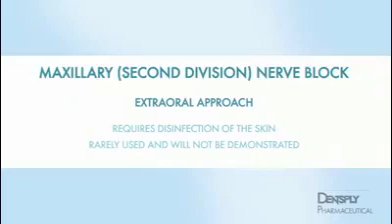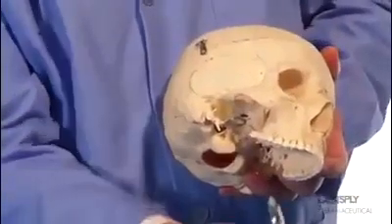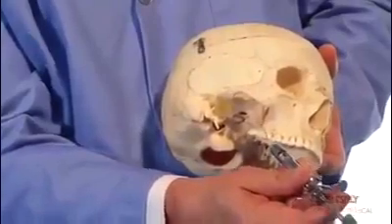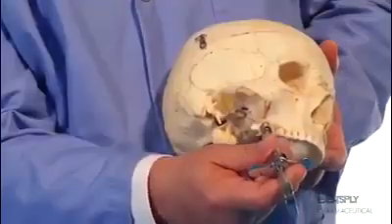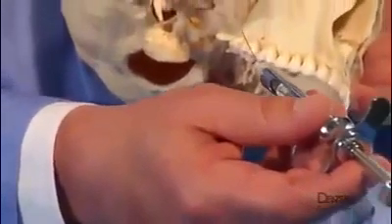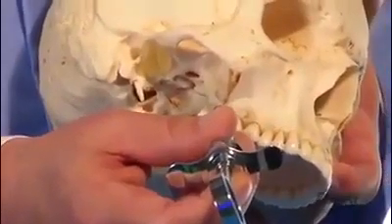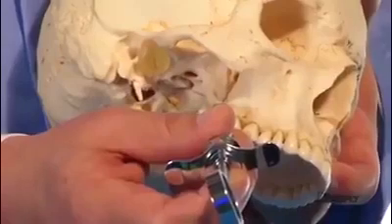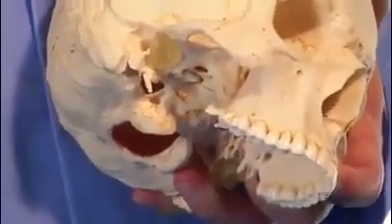will not be demonstrated. The high tuberosity approach is almost identical to the posterior superior alveolar nerve block, except that the needle is inserted much deeper and slightly more medially to enter the pterygopalatine fossa via the pterygomaxillary fissure. Insertion is at the height of the mucobuccal fold, just behind the zygomatic process, in an upward, inward, and backward direction. With proper orientation, the needle tip will come to rest at or within the pterygopalatine fossa, slightly lateral to and about 1 centimeter below the maxillary nerve.